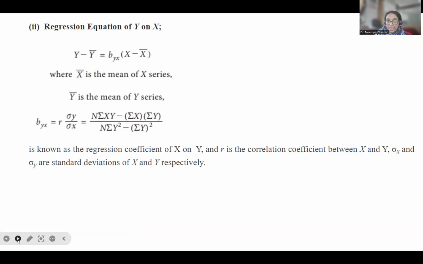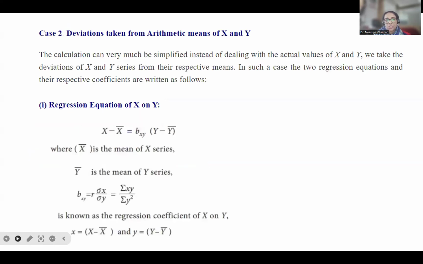The second regression line is y on x. The equation is y minus y bar is equal to byx into x minus x bar. Byx is r times standard deviation of y divided by standard deviation of x, which is equal to n summation of xy minus summation x into summation y, divided by n summation x square minus summation x whole square. So this is how we find the regression equation of y on x. Let's understand this with the help of calculations.